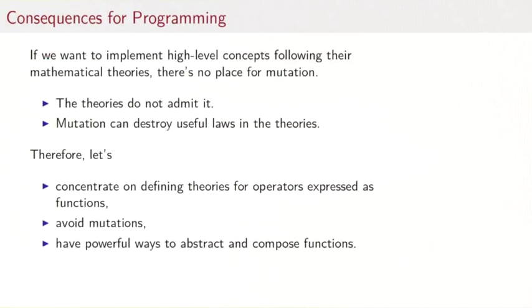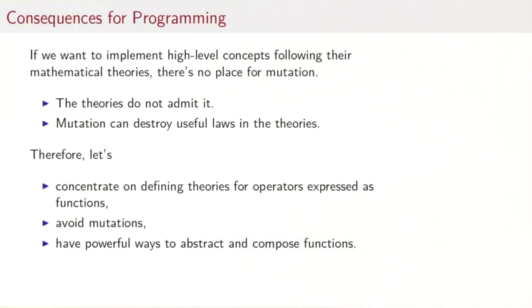What are the consequences for programming? Well, if we want to implement high-level concepts following their mathematical theories, we find that there's really no place for mutation. First, the theories don't have a mutation operator, and second, if we were to add it, it could in fact destroy useful laws in the theories. That leads to a new style of programming where we concentrate on defining these theories for operators, which would in the end be expressed as functions.